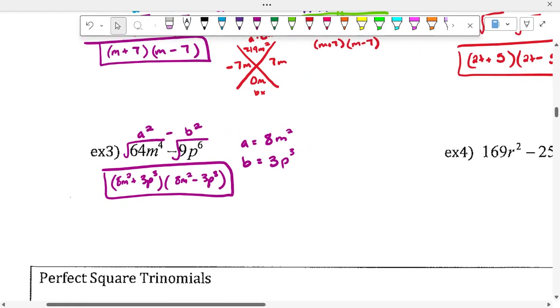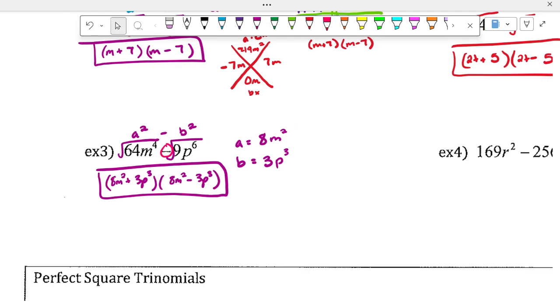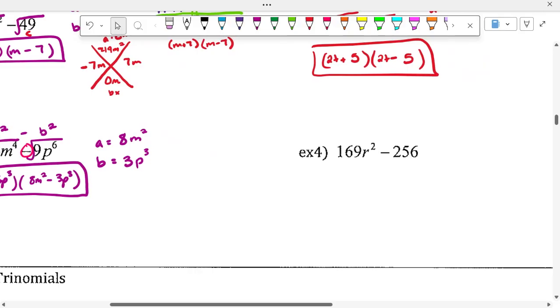So as long as you can recognize your perfect squares, you're fine. And again, they have to be subtracted. If they're being added together, you can't factor them like a difference of 2 squares. Keyword, difference. Difference means subtraction. If you're not subtracting, you can't use the formula. Try example 4 on your own.